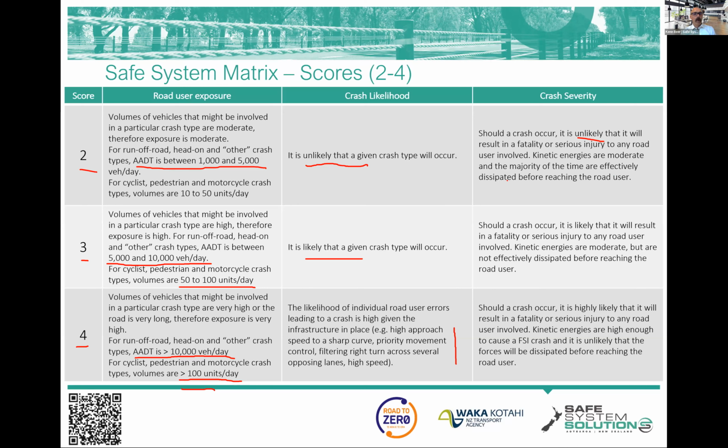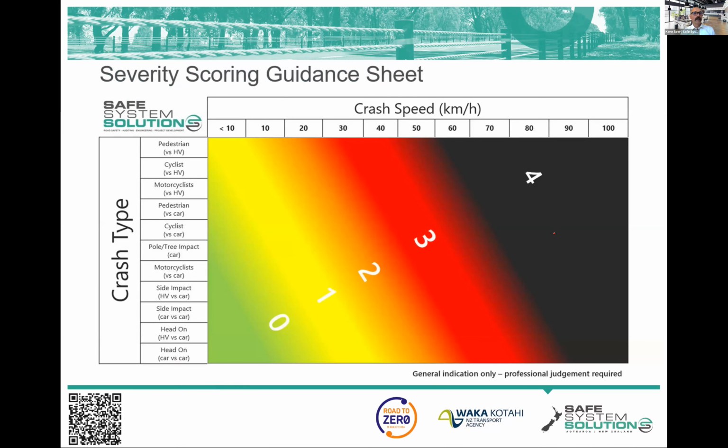So if we go down to a 4, it would be that it is highly likely that it will result in a fatality or serious injury to any road user involved. Now, this is where we tried to make life a little bit easier with this colorful chart and scores. So you could look for the crash that you're predicting, see where it sits within this. Think of the speeds that the bullet vehicle speeds are going to be, and then you can draw your line, your 100 km/h head-on crash between cars. Well, it's going to be a 4.